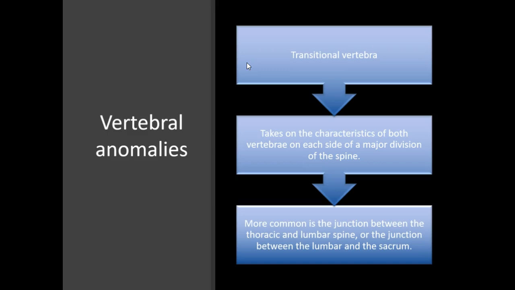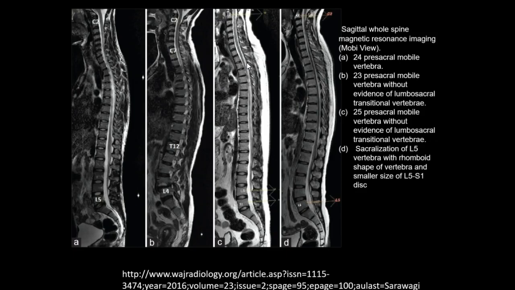And then vertebral abnormalities. So, transitional vertebral body. It takes on the characteristics of both vertebrae on each side of the major division of the spine. It can be in the C-spine or the L-spine. It's more common at the junction between the thoracic and lumbar, or the transition between the lumbar and the sacrum. So this is just an extra body, and boy oh boy, on MRI does it throw us off.